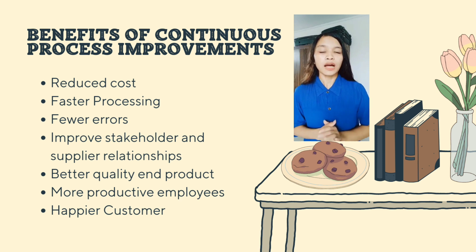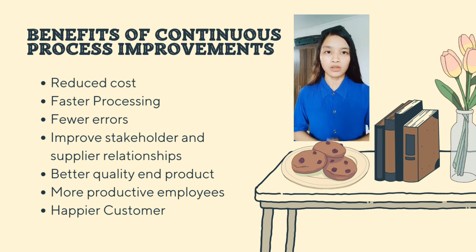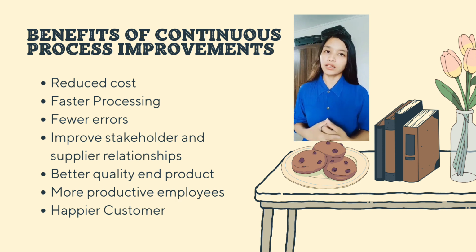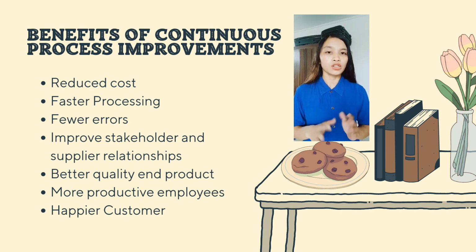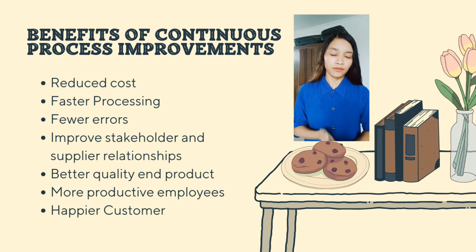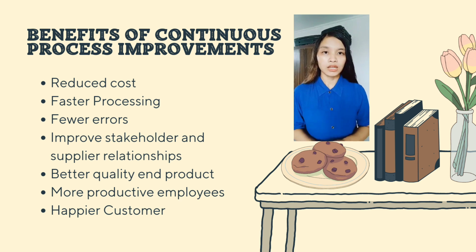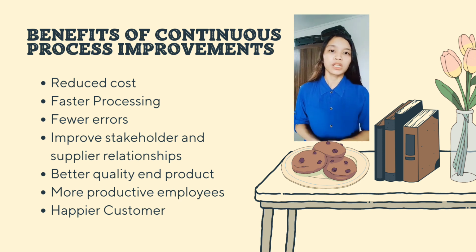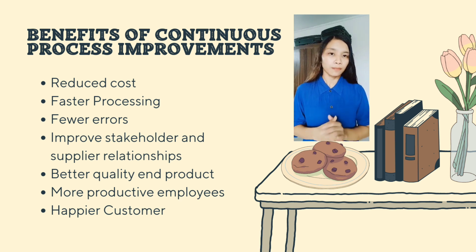Number five is better quality of product. So CPI can also help organizations improve the quality of their products or services by identifying and addressing quality issues in the processes. An example is software development. A company that implements CPI identifies a quality issue in its software development and creates a new process that improves the quality of its software.